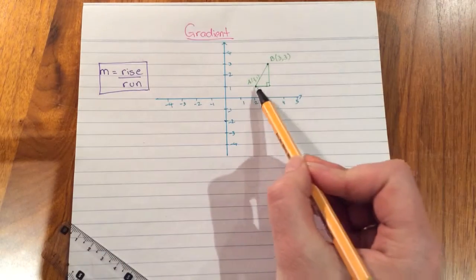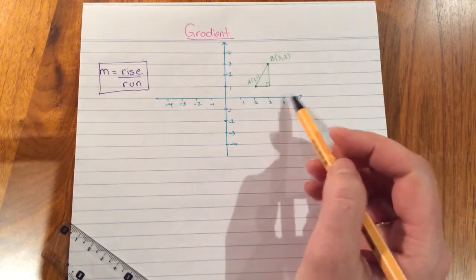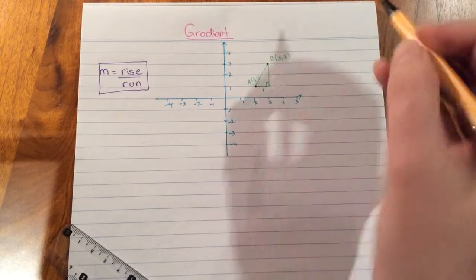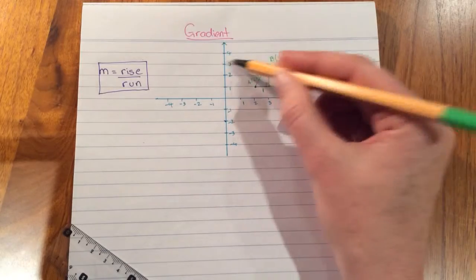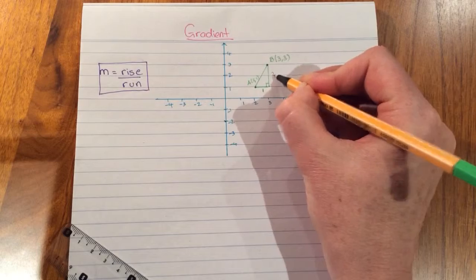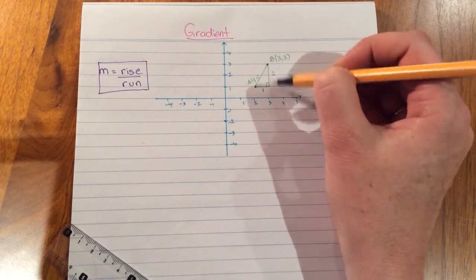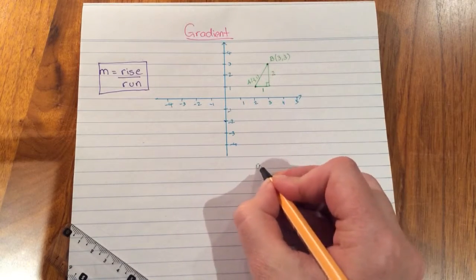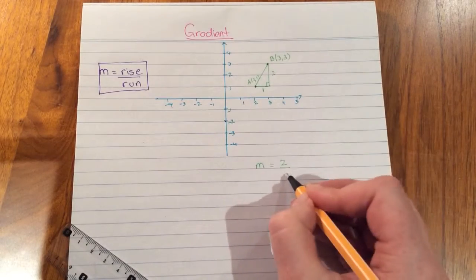I now need to know what the units are, how far across and how far up I've gone. So here I've gone from 2 to 3, so I've just gone across 1. And here I've gone from 1 up till 3. So looking at my y values of 1 up to the y value of 3, I've gone up by 2. Now this is across, this is my run, and up and down is my rise. So if I was to find the gradient of this line AB, the gradient would equal the rise, which is 2, over the run, which is 1.